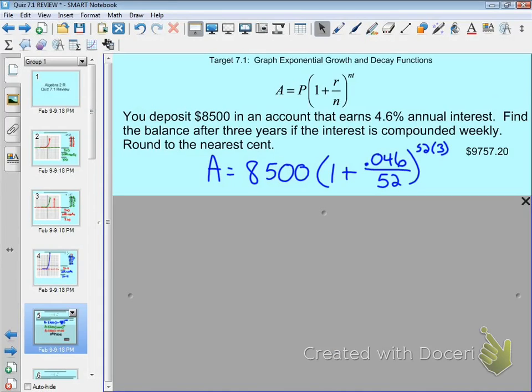Okay, now that you've tried this problem, you should get the answer of approximately $9,757.20. My actual answer I got here is going to be a little bit off of that. But anywhere approximately close to that is fine, it's all going to depend on how you rounded. You might have rounded to 3 places instead of 4 like I did, or 4 instead of 5.